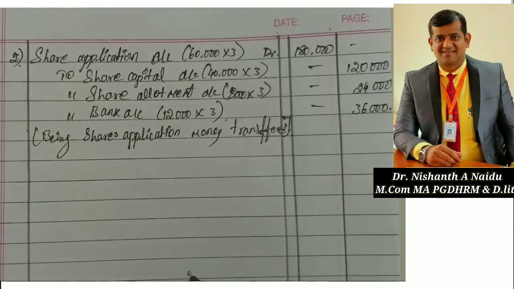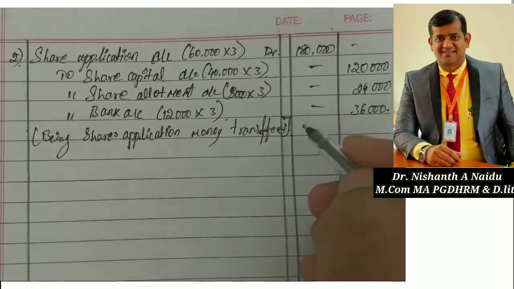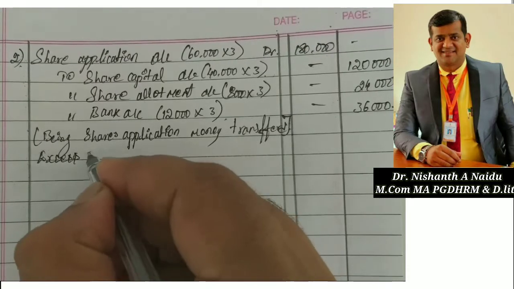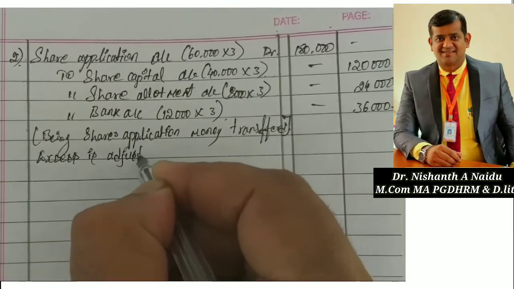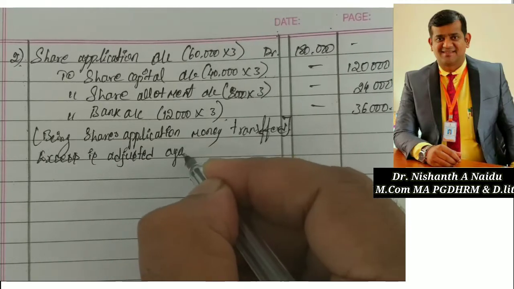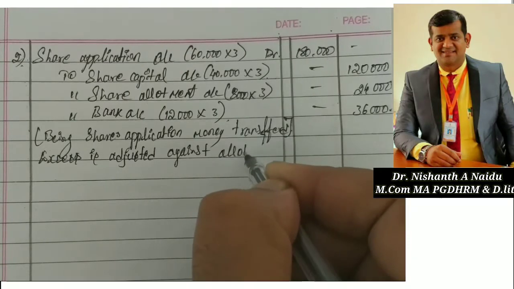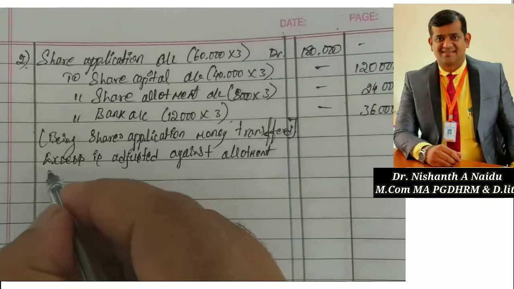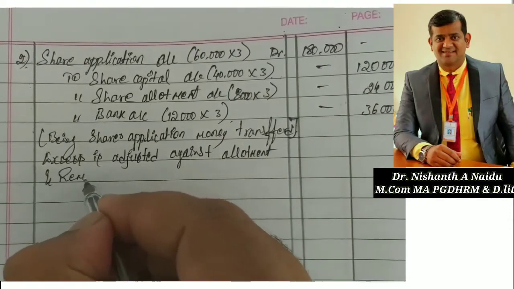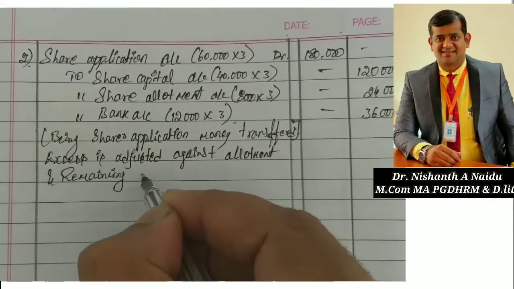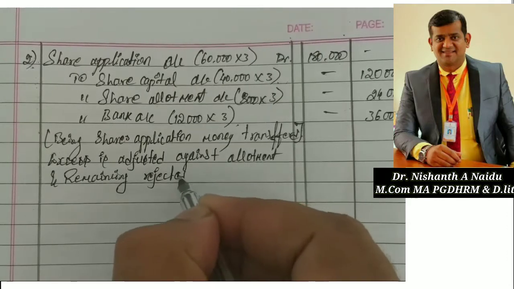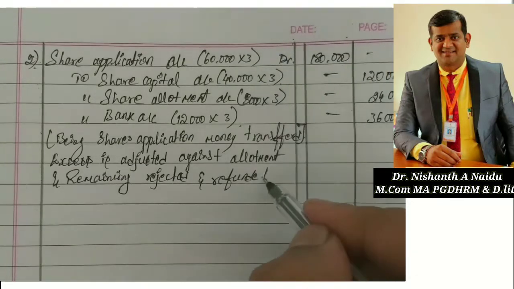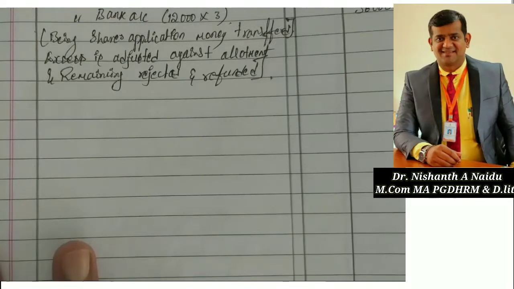Okay, so that's all. So we have transferred the application money. Then there is another note you have to continue: excess is adjusted against allotment, and the remaining rejected and refunded. So close the bracket. So we are done with the second entry.